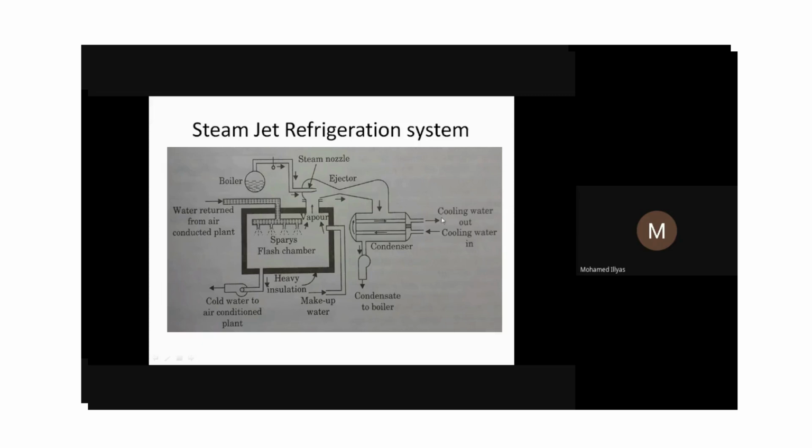It consists mainly of 4 primary components. One is the compressor, then the condenser, then the expansion valve or throttle valve, and the evaporator. So in this way, the system works.